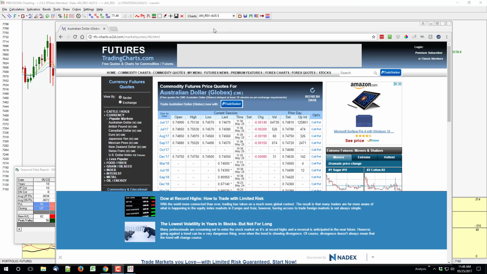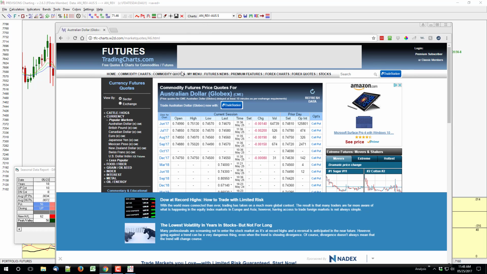Okay, so in my browser here, I just brought up this free charts here called TFC charts, and I selected the Australian dollar, and you can see what's the current day. Now this is going to be like 10 minutes. It says here it's 10 minutes off, so you certainly wouldn't day trade on this information.